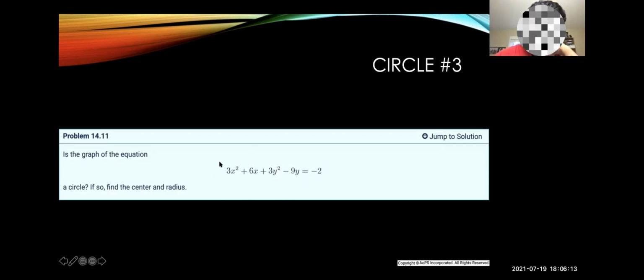Here's another one. Take your time, try to graph this one. This one might be a little more difficult. So take your time and then find the center and the radius for this.